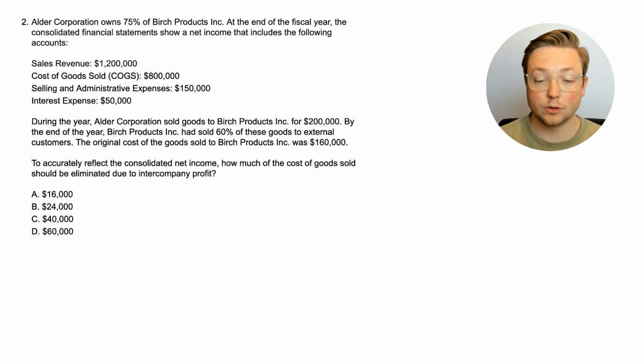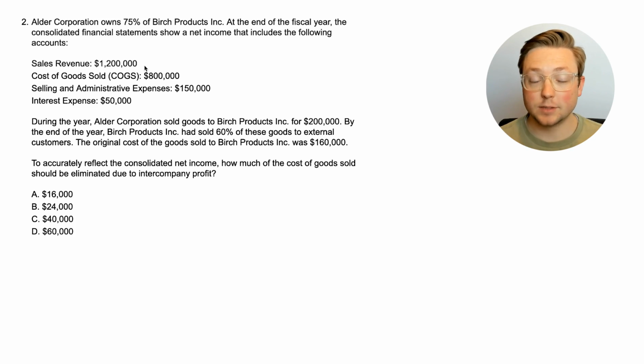During the year, Alder Corporation sold goods to Birch Products, Inc. for $200,000. By the end of the year, Birch Products, Inc. had sold 60% of these goods to external customers. The original cost of the goods sold to Birch Products, Inc. was $160,000. To accurately reflect the consolidated net income, how much of the cost of goods sold should be eliminated due to intercompany profit? So remember, this is the end of the year balances.